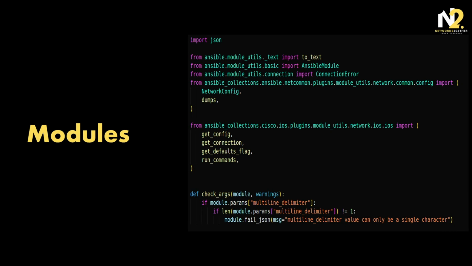Now, Ansible's power comes from its modules. Modules are small programs that perform specific tasks on managed nodes. Most Ansible modules are written in Python. Python is a versatile language that is well suited for scripting and automation tasks. Modules interact with managed nodes to execute commands, manage configurations, or retrieve information. For instance, there are modules for configuring network interfaces, managing files, and setting up users. Modules simplify complex tasks and make automation efficient. You will use them frequently to execute various actions on your network devices.